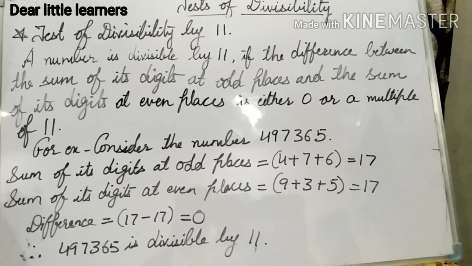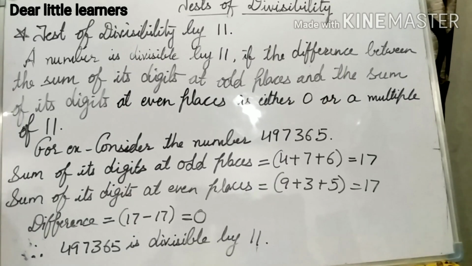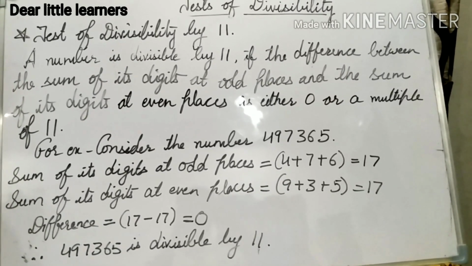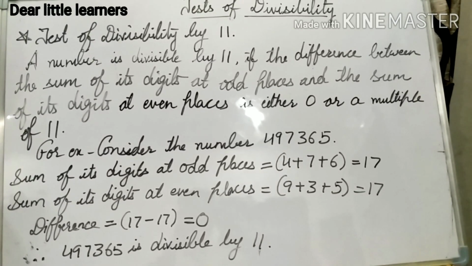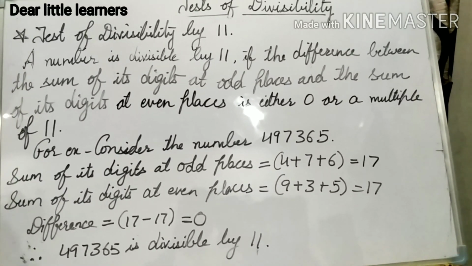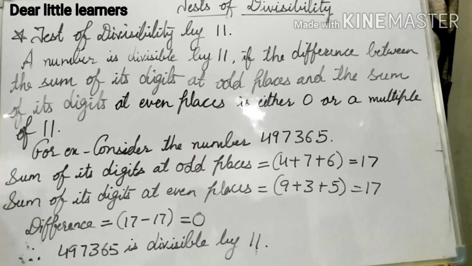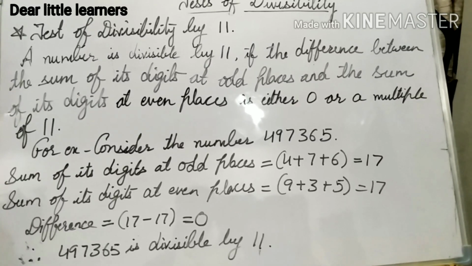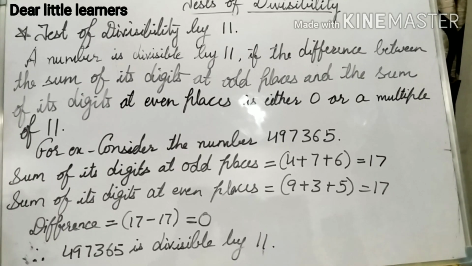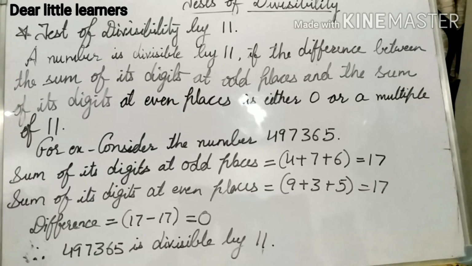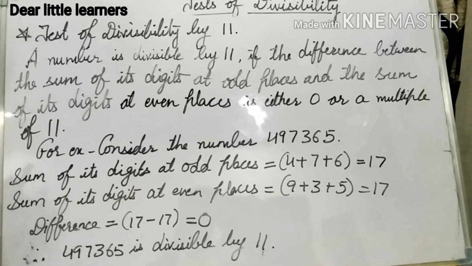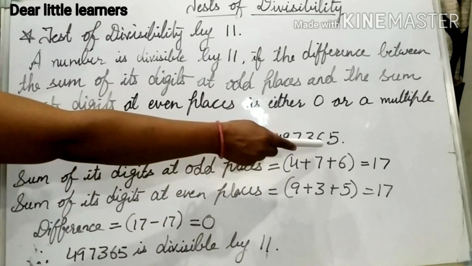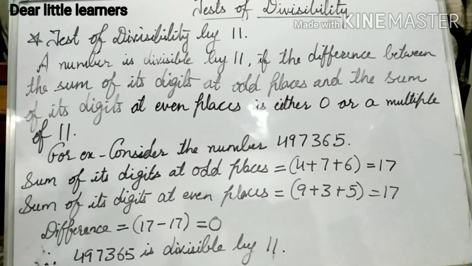Now, last but not the least, we have the test of divisibility by 11. A number is divisible by 11 if the difference between the sum of its digits at odd places and the sum of its digits at even places is either 0 or a multiple of 11. It means that if we have any number, children, we have odd places and even places. How? See this number. We have first, second, third, fourth, fifth, sixth. In total they have 6 places.